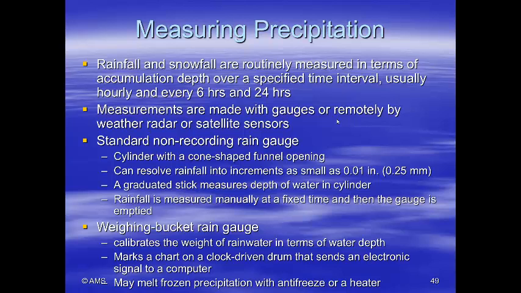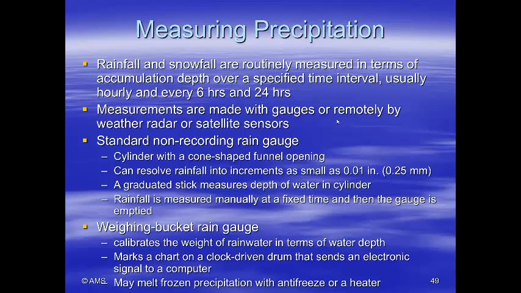So the standard non-recording rain gauge is just a cone with a big opening at the top, and we know what the cross-sectional area of that opening is, and we just measure the amount of rain that falls through that opening.